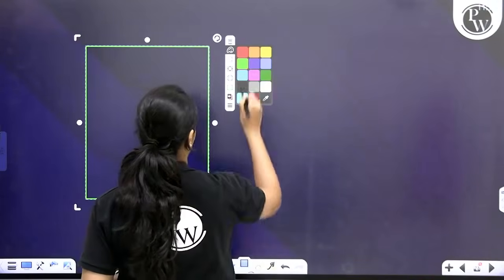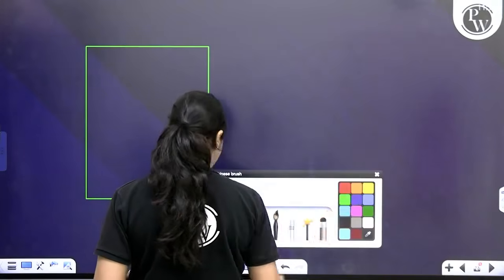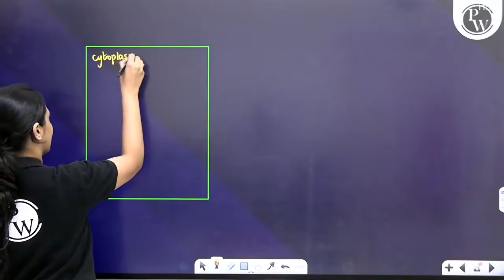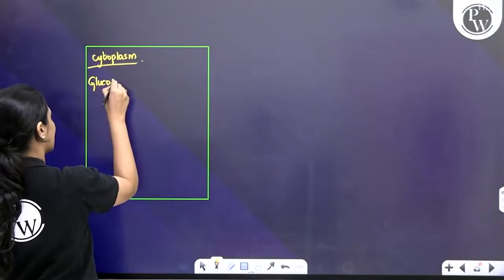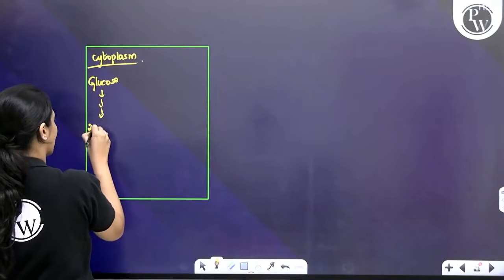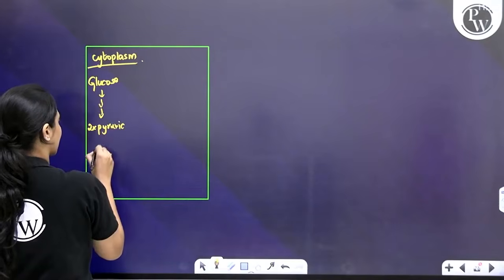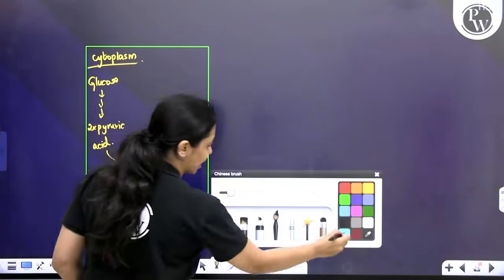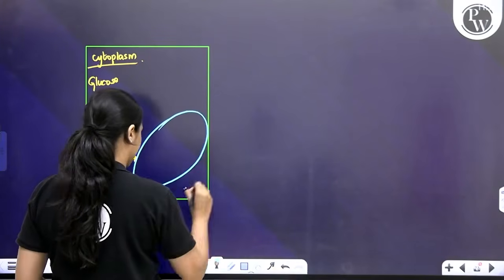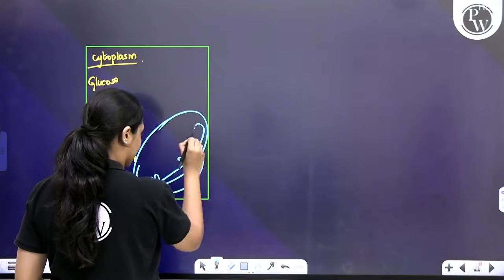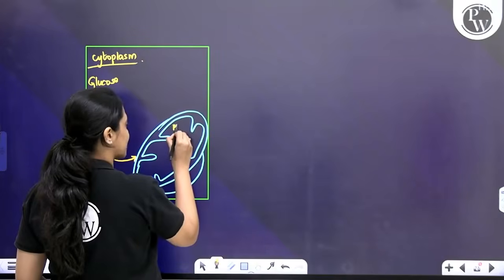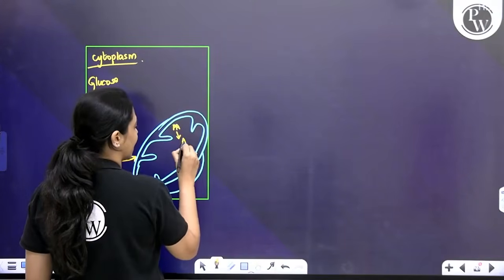You take a cell, right? Let's say this is a plant cell, you have the cell wall, cell membrane and everything. That's not important right now. Within the cytoplasm of this cell, glycolysis happened. Glucose in multiple steps, like 10 steps, forms 2 molecules of pyruvic acid, right? Now this pyruvic acid from the cytoplasm was transported into the mitochondrial matrix, right? So in the mitochondrial matrix, pyruvic acid formed acetyl coenzyme A.